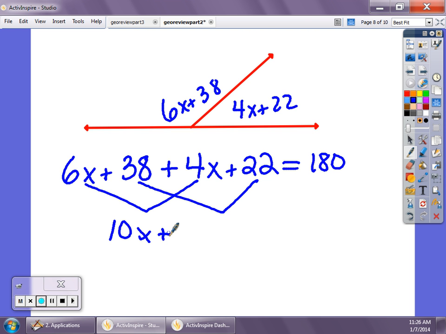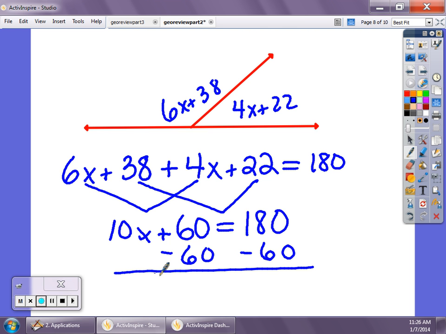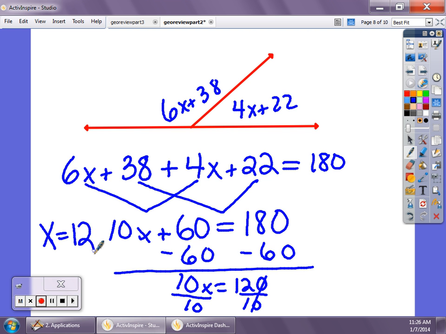Whoa, whoa, what's 38 plus 22? Oh, you're right. It's 60. Hold on. I did it too fast in my head. Okay, equals 180. Keep going. Okay, I'm going to subtract 60. 10x equals 120. Remember, when you divide by 10, you can just drop a 0 or move the decimal one place. We're going to drop a 0. X equals 12.